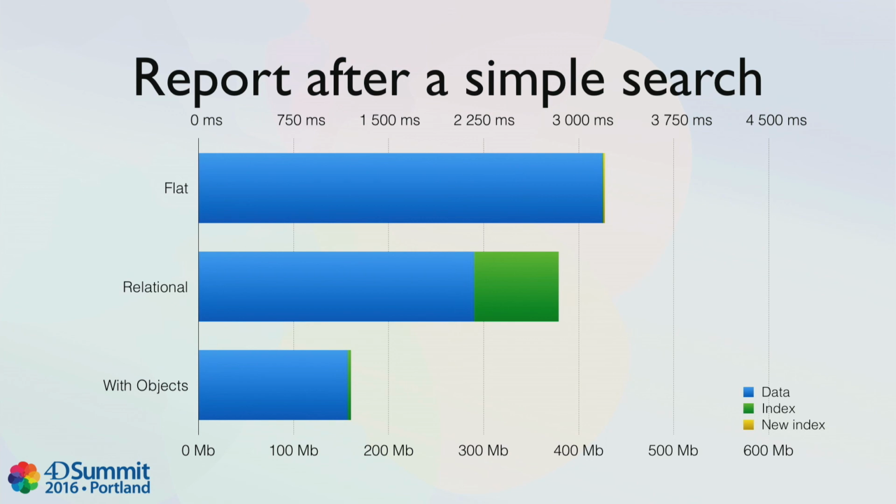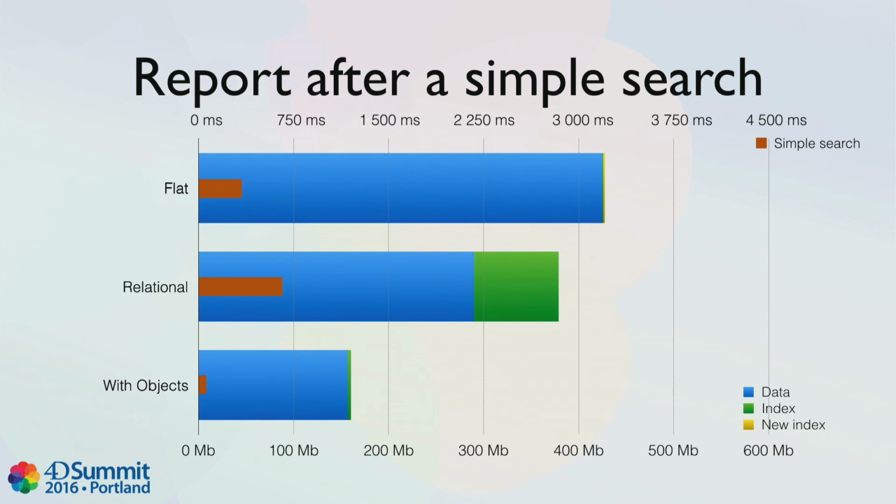It's not really visible, but here we have some new index in yellow. It's just a little bit. Okay. On the time, in red, it's like this. You have two scales, sorry. On the bottom is the size, on the top is the time.